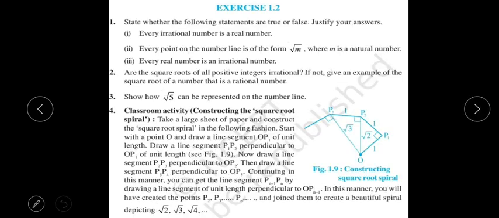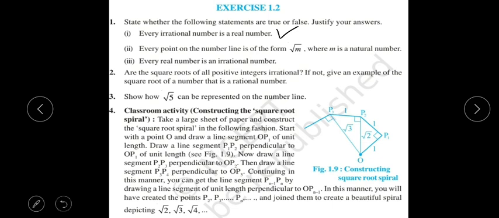Now, this is the exercise. So, let's discuss the question. The first question is, state whether the following statements are true or false. Justify your answer. What you have to do is check whether the statements are right or wrong, and give the reason for your answer. The first statement states that every irrational number is a real number. True or false? Yes, it is true.